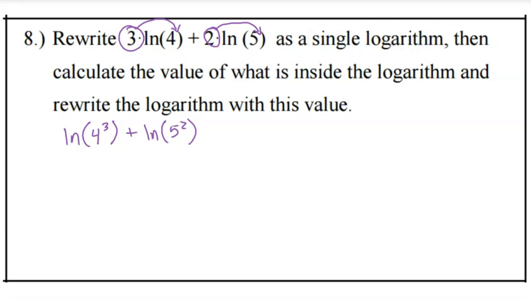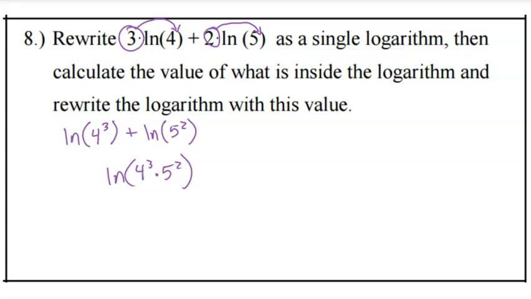We don't want to have 2 separate natural logs, but they are being added together. Remember, when we add the natural log of this to the natural log of that, we can do the natural log of this, which is 4 to the 3rd power, times that, which is 5 squared. So this is going to be the same thing as the natural log of 4 to the 3rd power times 5 squared. So we've written it as a single logarithm, as they asked.